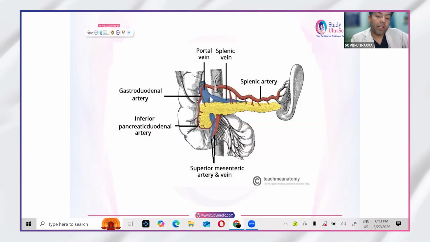Here then comes the splenic vein. The splenic vein is along the pancreatic body, and the splenic artery is above it, up to the tail region. You can see the portal vein at the head region of the pancreas. So why should one know about these vascular structures? Because when you do ultrasound, you will be able to see these vascular structures. Using these landmarks, you can identify the pancreas.